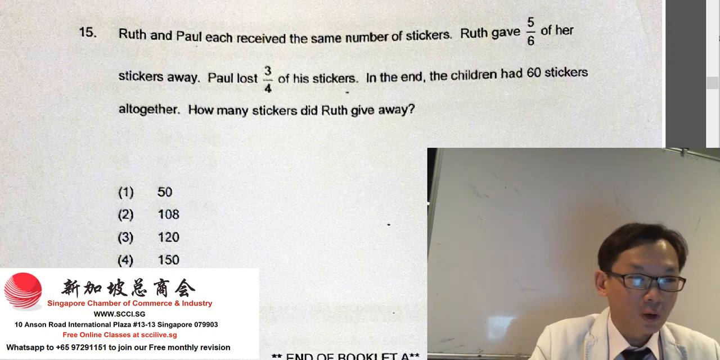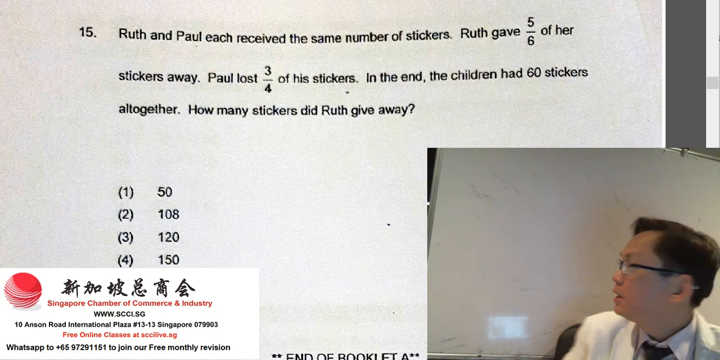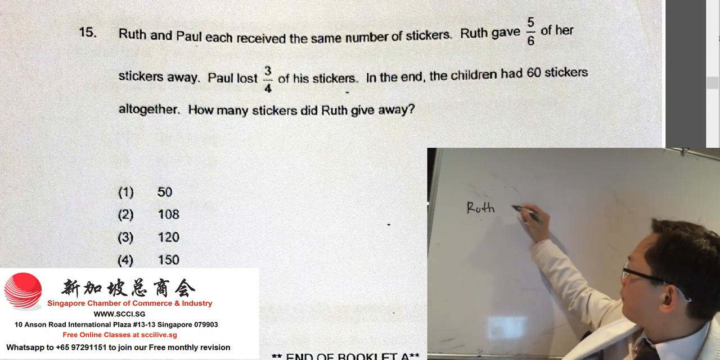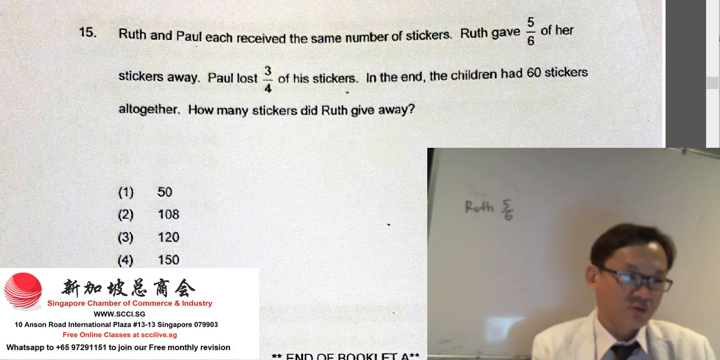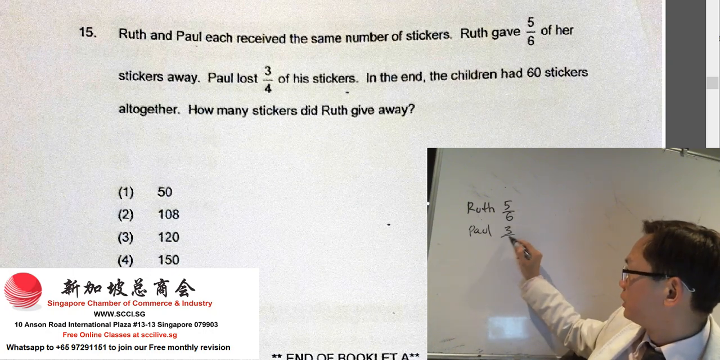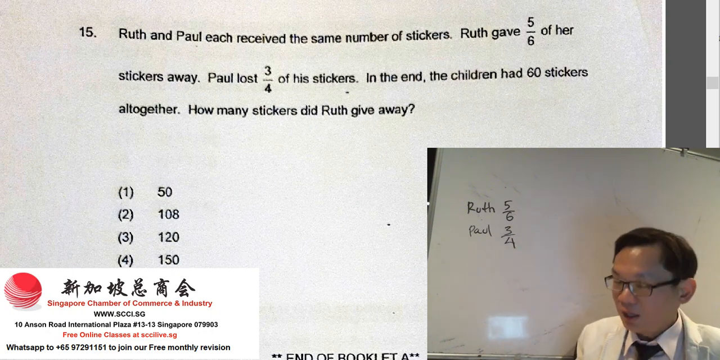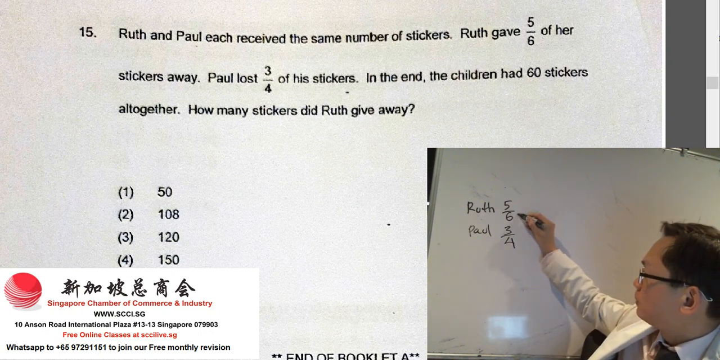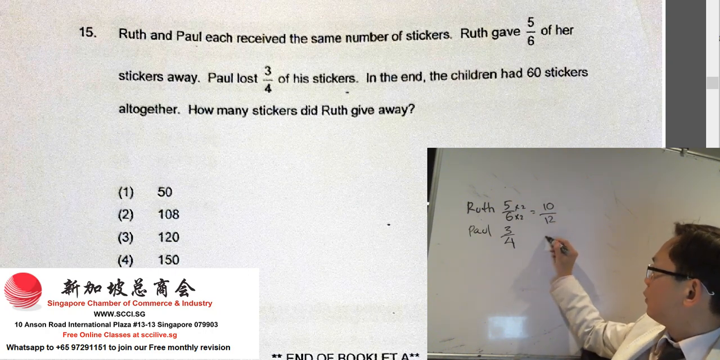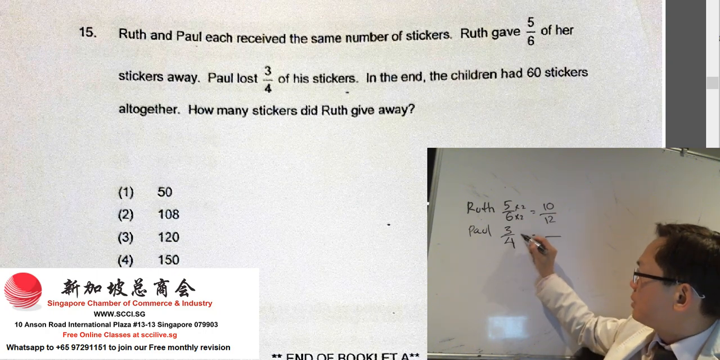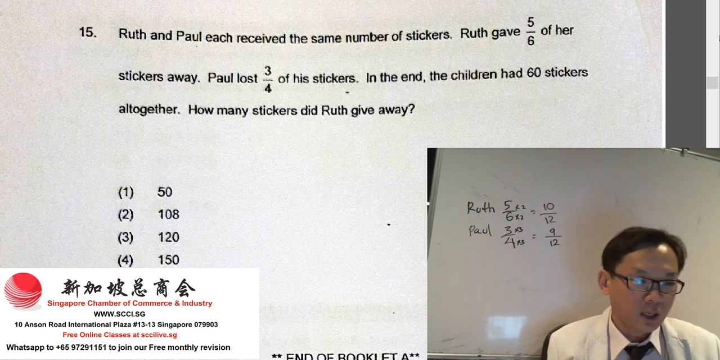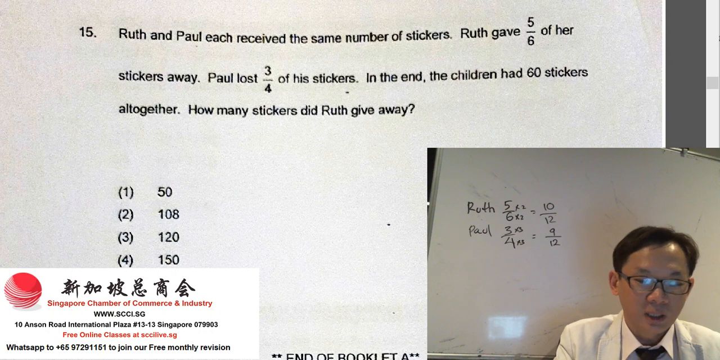Now let's move on. Basically, Ruth gave away 5/6 of the stickers. Let's write down. And Paul actually lost 3/4 of the stickers. Now the question is how many stickers? Let's look at it. For the common denominator, if we times 2 down here, times 2 down here, it becomes 10 over 12. Down here, if you want the same denominator as 12, we times 3, which is 9 over 12. So basically, let's look at it in this way.